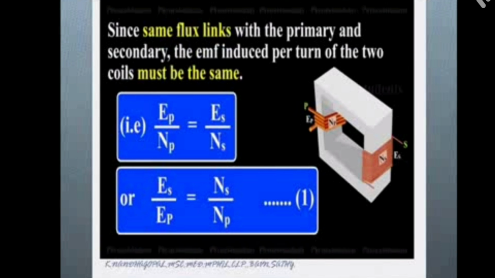The next thing: E means the induced EMF in the secondary coil, EP is in the primary coil, with the number of turns in the secondary coil and the number of turns in the primary coil.